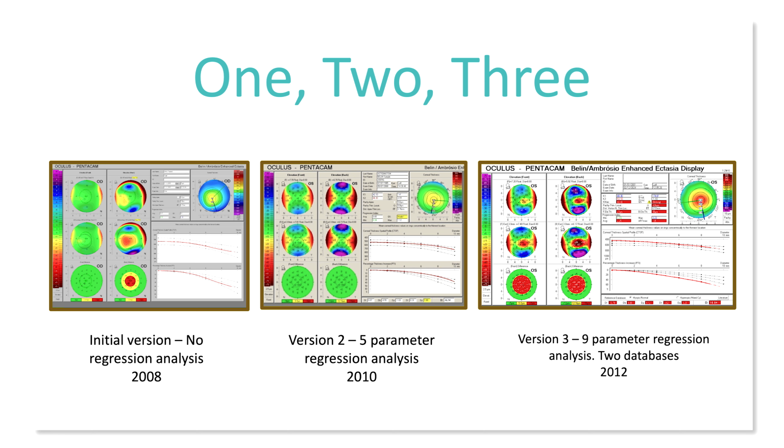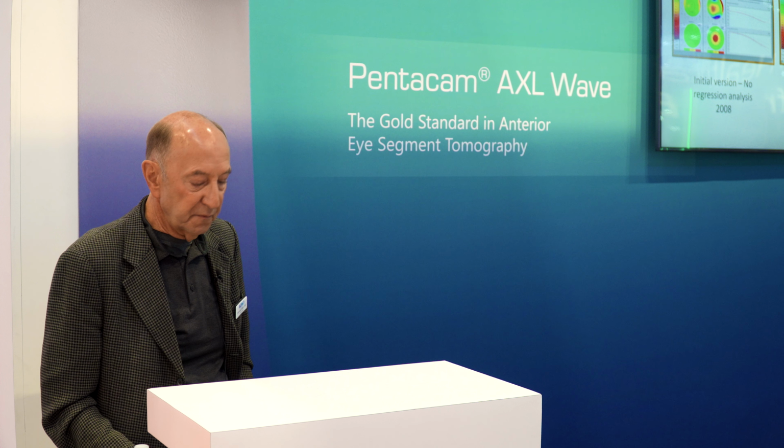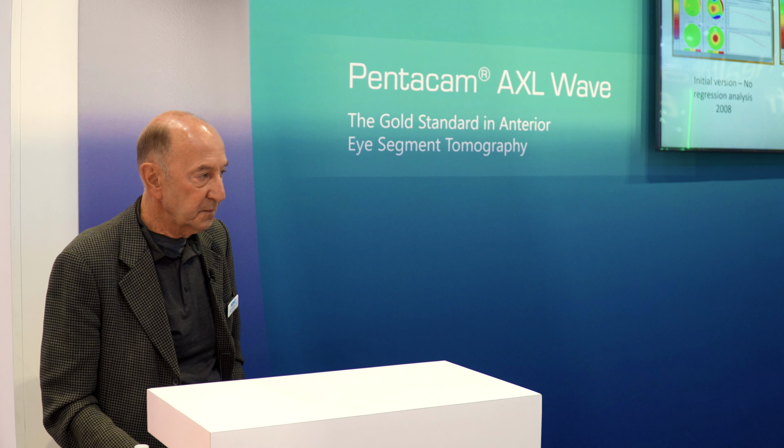2012, which is the version most of you are using now, version 3, added some additional parameters. It went from 5 parameters to 9 parameters. There were a number of other changes going from version 2 to version 3.